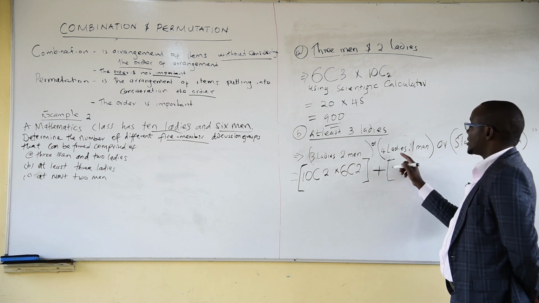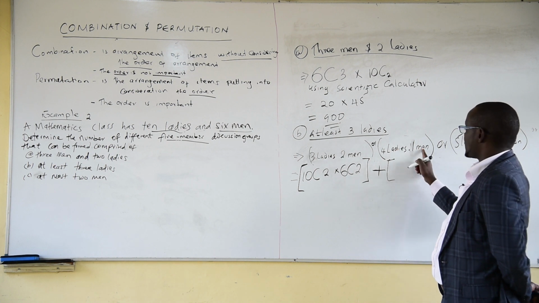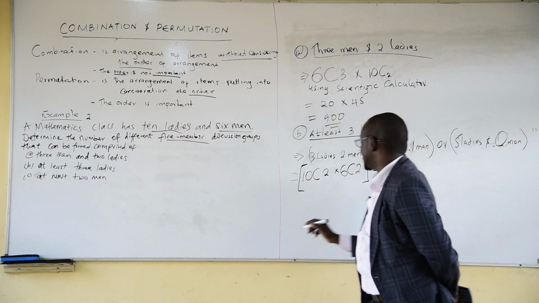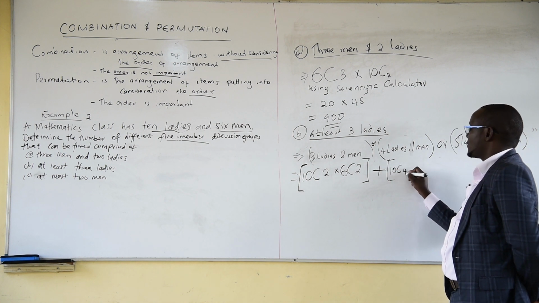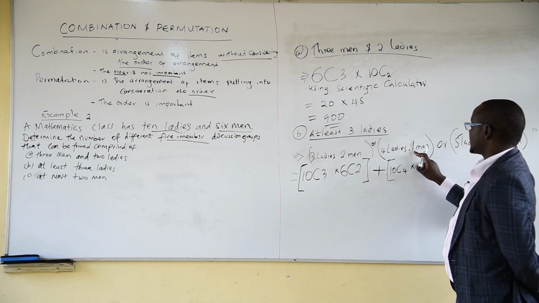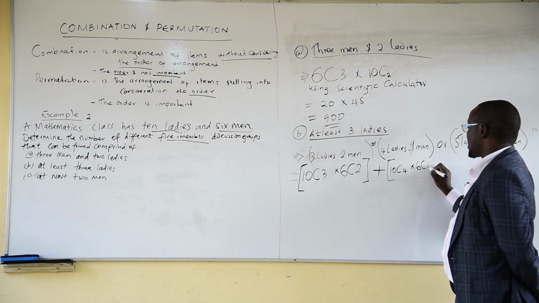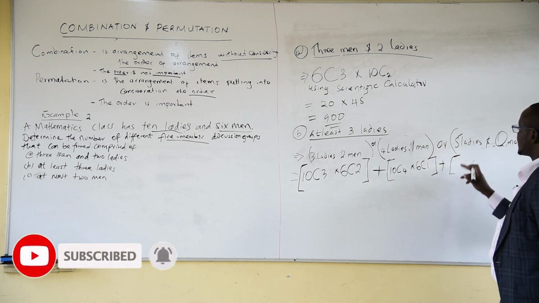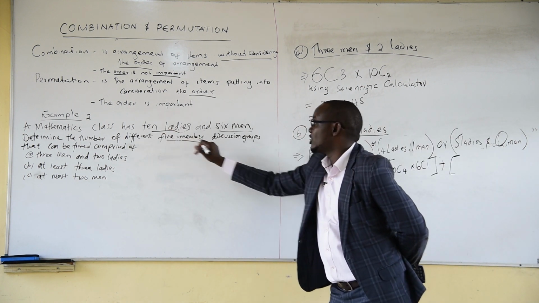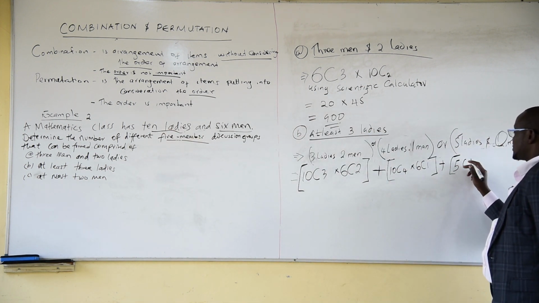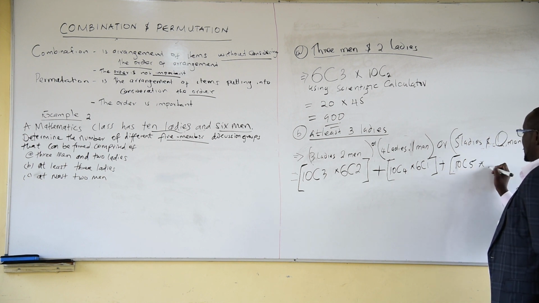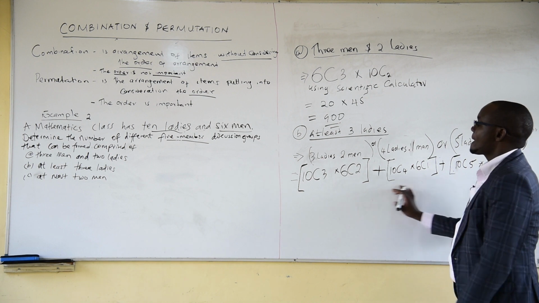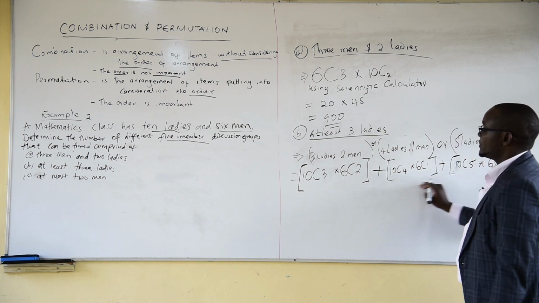So we also need to choose 4 ladies and 1 man. Out of 10 ladies, I choose 4. Out of 6 men, I choose 1. Then I have or, which means plus. Here, from 10 ladies, I only need to choose 5, so I have 10 combination 5, multiplied by 6 combination 0. So these are the possible committees that we can form.